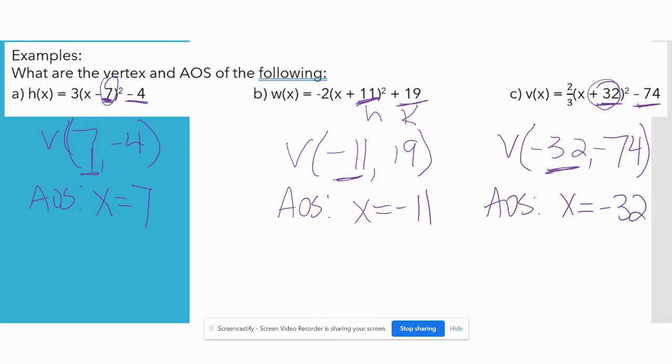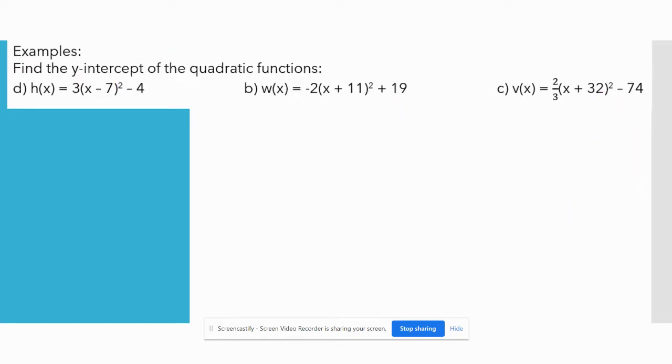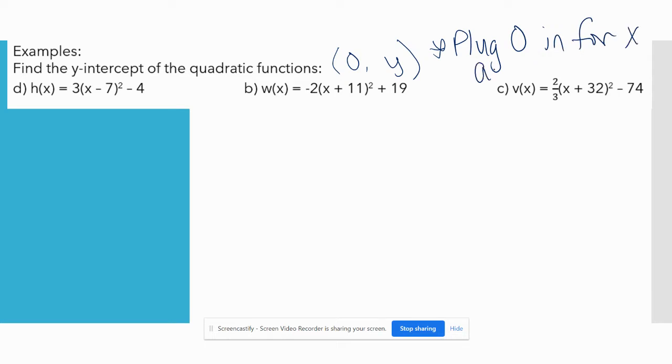Pause the video and grab your calculator if you don't already have it with you. Finding the y-intercept. So the last part that I want to practice before we get going today is finding the y-intercept. Remember, the y-intercept is going to be 0 and then the y value. Because of that, to find the y-intercept, we plug 0 in for x and evaluate the expression. Remember, evaluate means to find the answer.